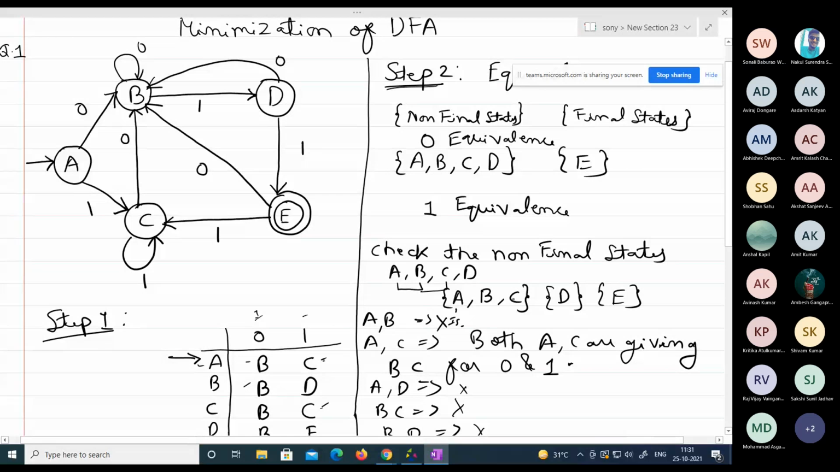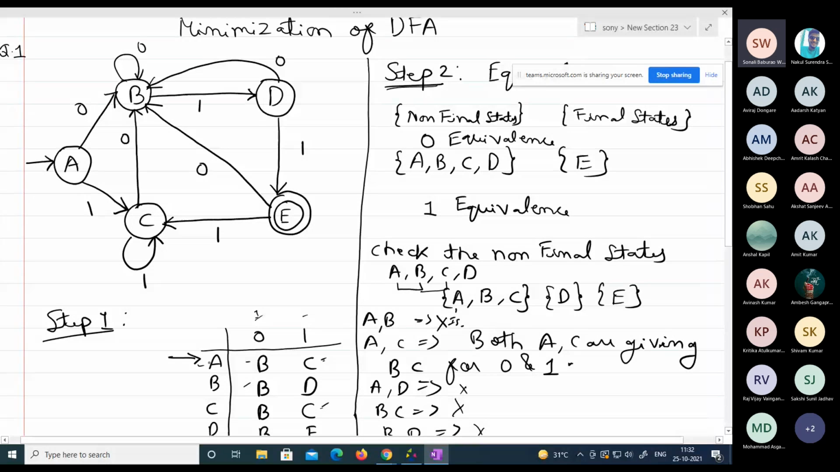Ma'am, 1 second, please. A is my initial state, so I have to write A, right? That is understood. Yes, ma'am. Now I will check the pairs. What were the pairs? They were AB, AC, and AD, right? So first I have checked for AB.